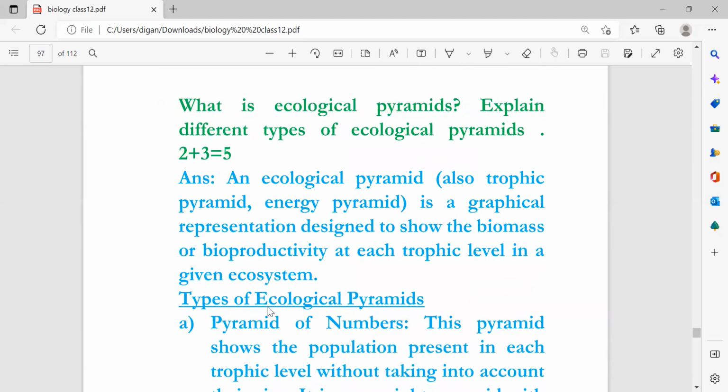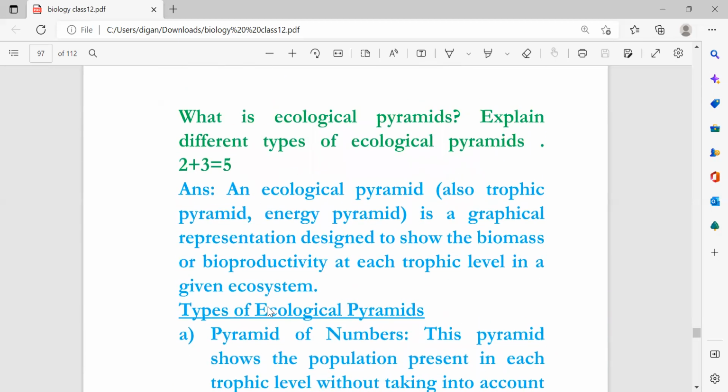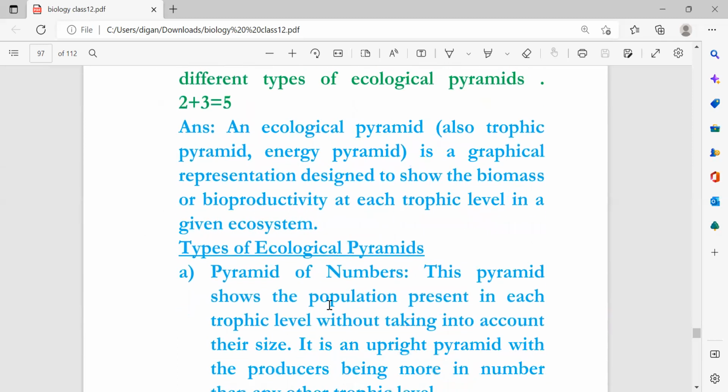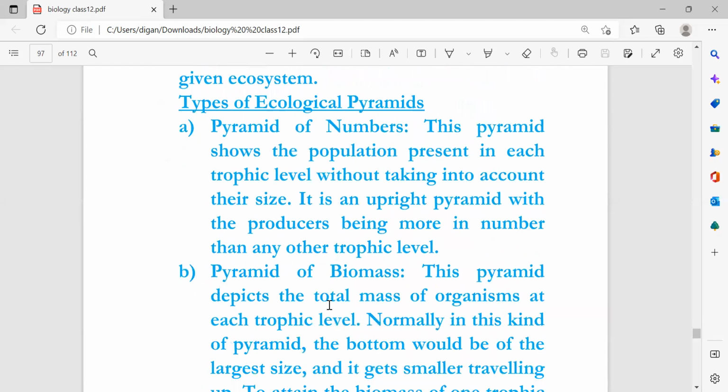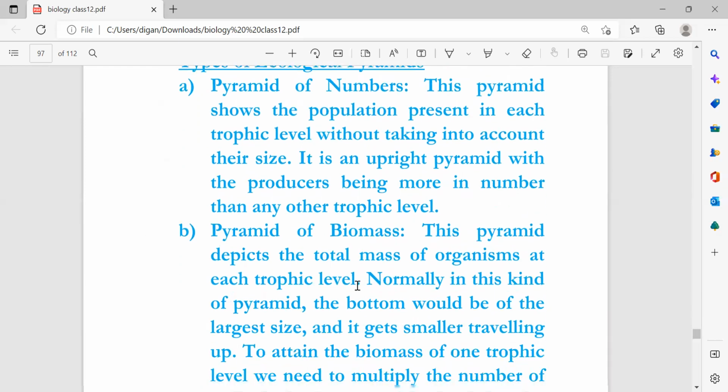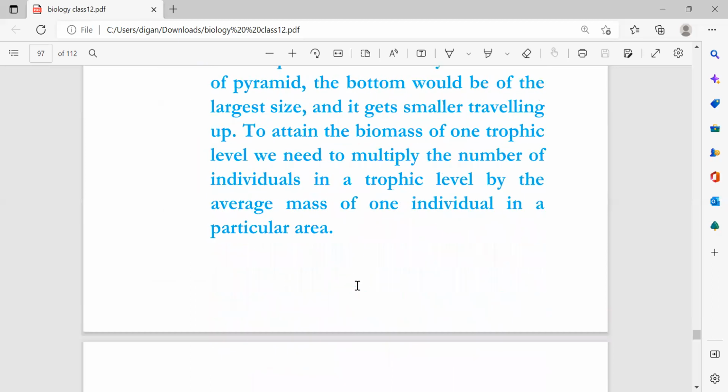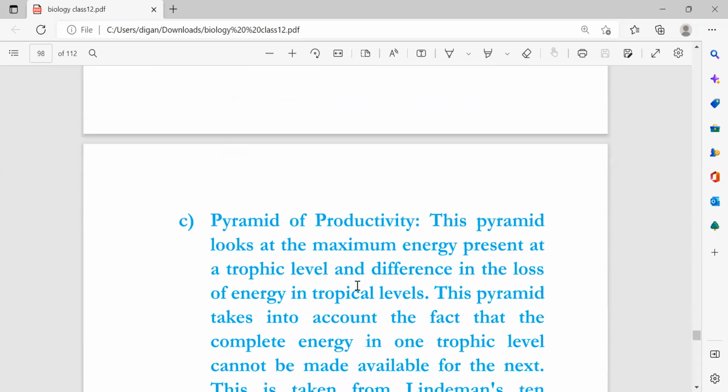Next question. What is an ecological pyramid? Explain different types of ecological pyramids. An ecological pyramid is a graphical representation designed to show the biomass or bioproductivity at each trophic level in a given ecosystem. And there are three types of ecological pyramid. In class 11, you have got the pyramid of number. The second one is the pyramid of biomass. And the third one is the pyramid of productivity.